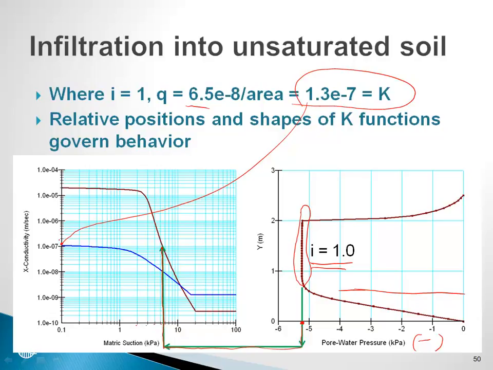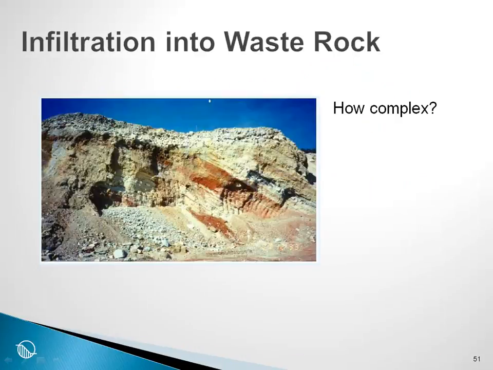So now you can see that the relative positions and the shapes of the conductivity functions govern the behavior. In other words, for a situation like this where we have 100% of flow where the pore pressure is negative, the relative positions of two functions for different materials become extremely important. Here is a real field case.